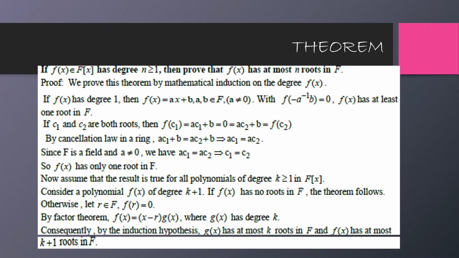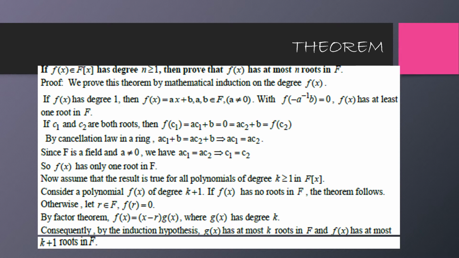Now what I'm doing is, I'm going to take two elements, c1 and c2, which are both roots. When I say they are roots, what should happen? When I substitute f(c1), you should get 0. When I substitute f(c2), your answer should also be 0. That's why we write this condition: a c1 plus b is equal to 0, which is equal to a c2 plus b, which is equal to f(c2).